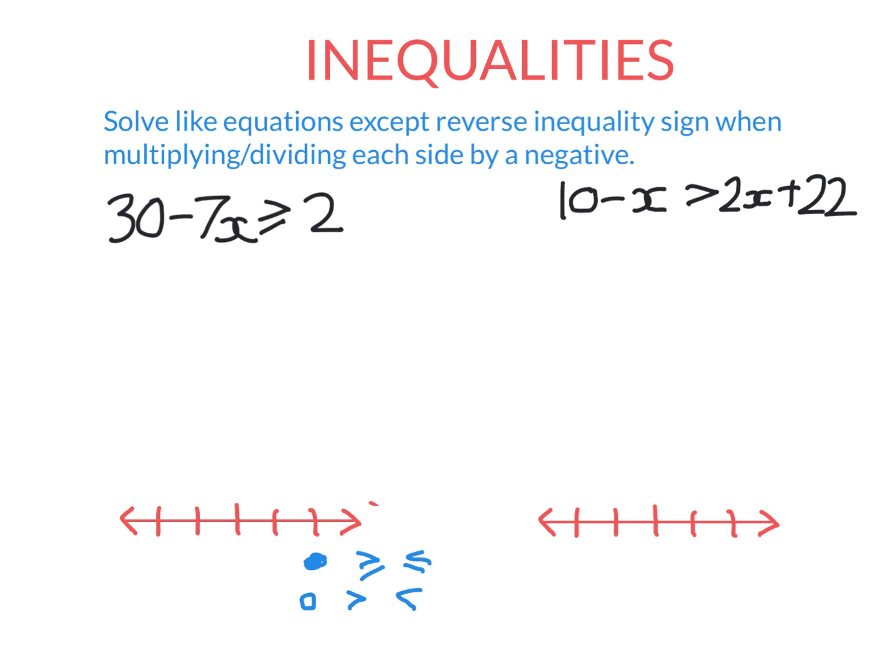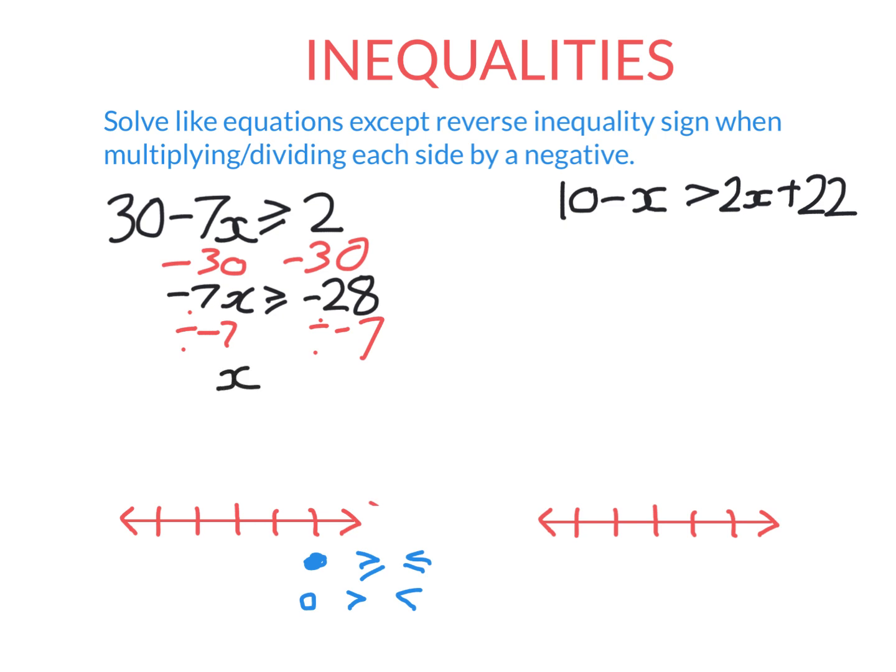So 30 minus 7x is greater than or equal to 2. What we're going to do is subtract 30 from both sides, just like we do for an equation. We have negative 7x is greater than or equal to 2 minus 30. Now, in order to get x by itself, I need to divide each side by negative 7. When you divide each side by a negative, you reverse the inequality. So I get x on the left-hand side, negative 28 divided by negative 7 is positive 4, but I need to reverse the inequality. x is less than or equal to negative 4.